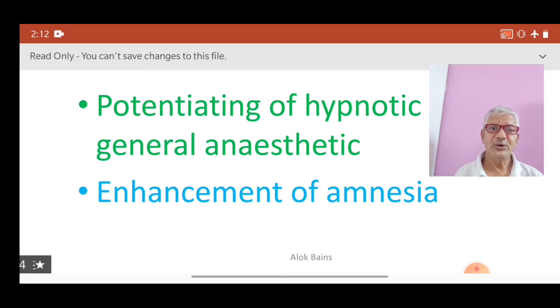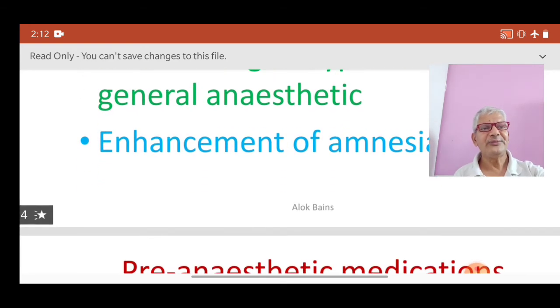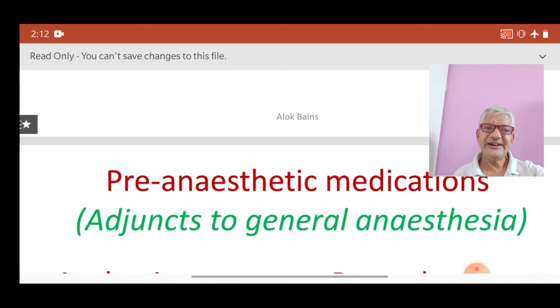Here I am saying word amnesia. Amnesia means loss of memory. Means these drugs will develop loss of memory in patient, so that patient cannot sense or cannot recall the different happenings on his body during the surgical procedures. So these are the main objectives of the pre-anesthetic medications.